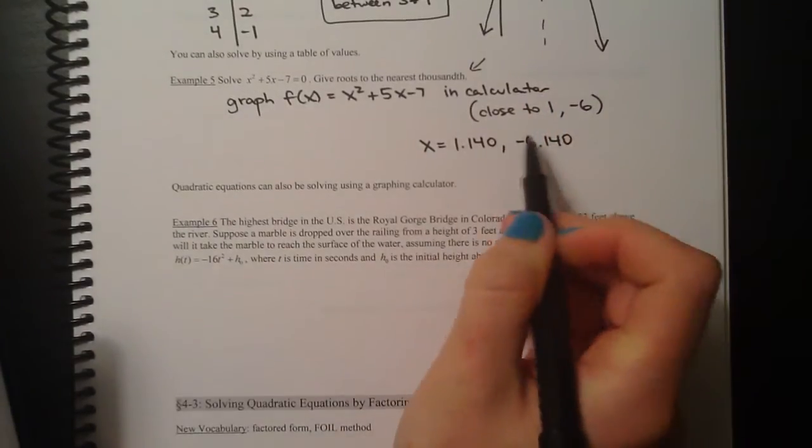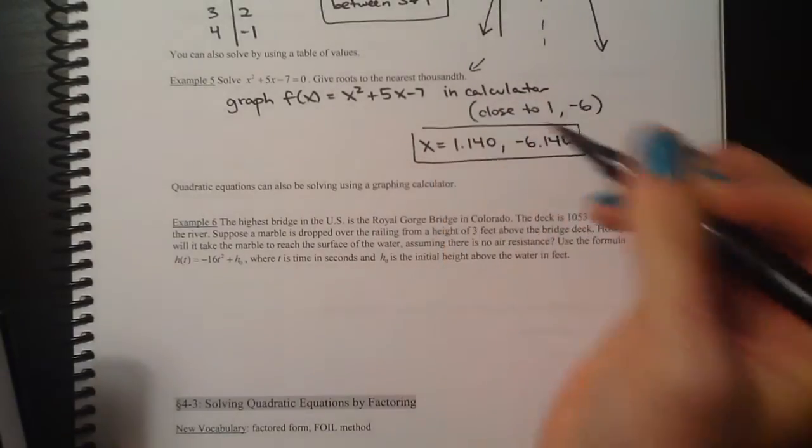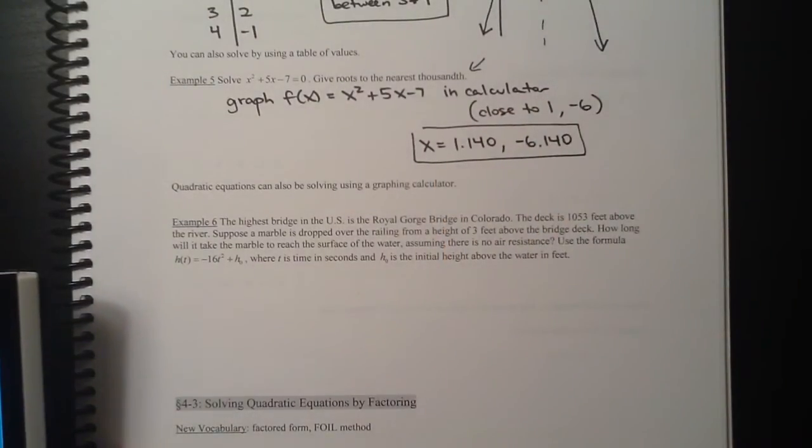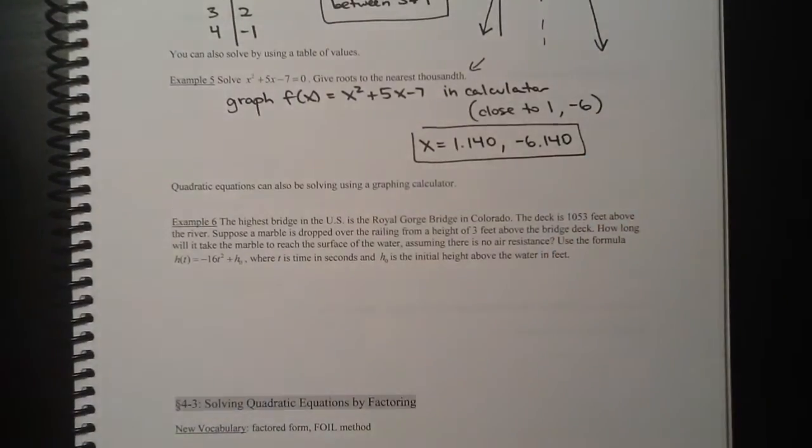So notice the relation between these two. They actually have the exact same decimal. So these are our best approximations that we have of the roots. Okay, so that was one way to do it in the calculator. I'll show you one more way that gives you like an exact answer.